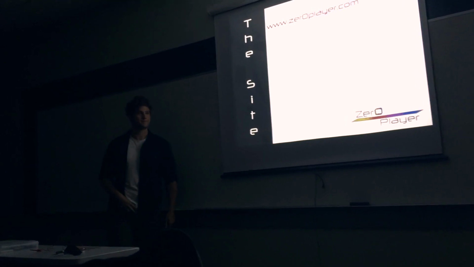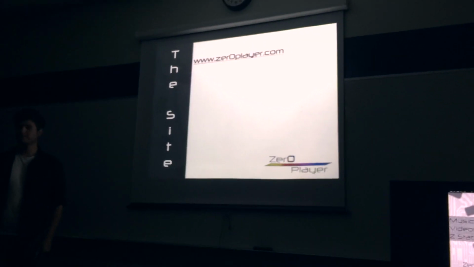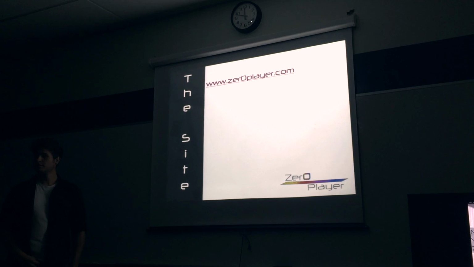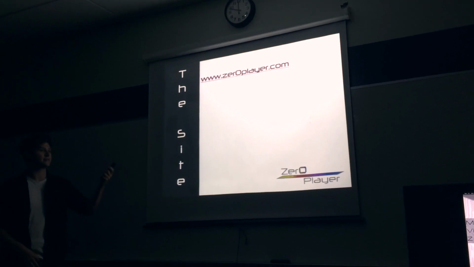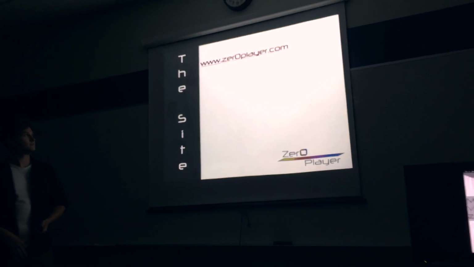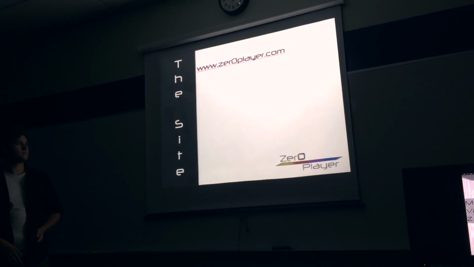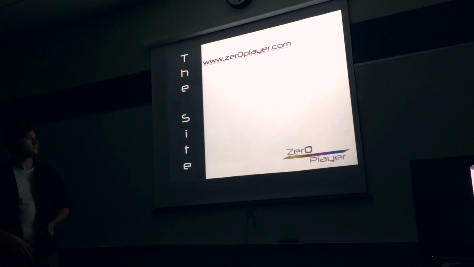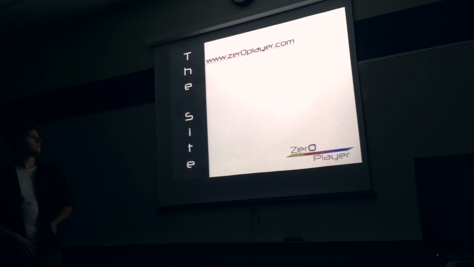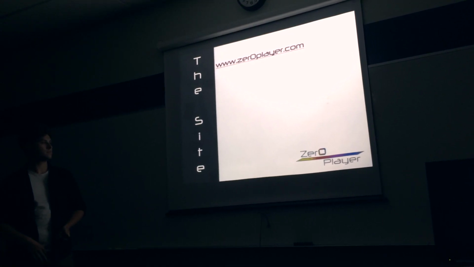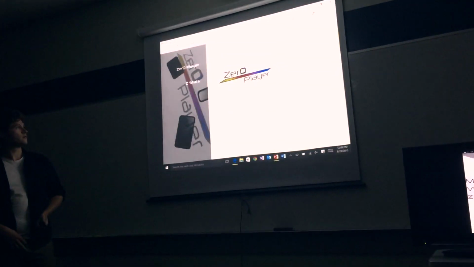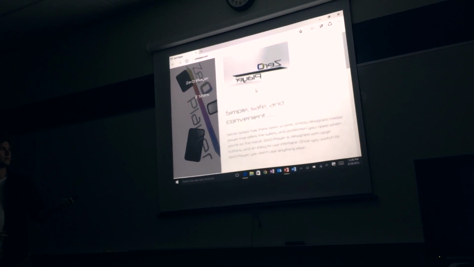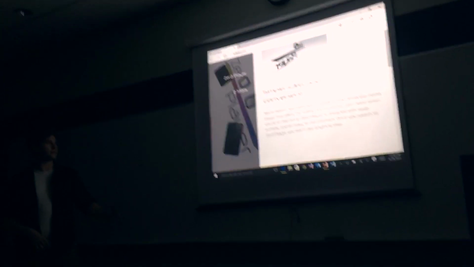So this is our live website. It's actually live. You could go on this website on your phone, and it'll be on there. Can you download the app from it? No. The plan is... go ahead and click on it. Hit the Windows P button, and say duplicate. There you go. So this is our website, zeroplayer.com. And there's just a little description of kind of what it is.